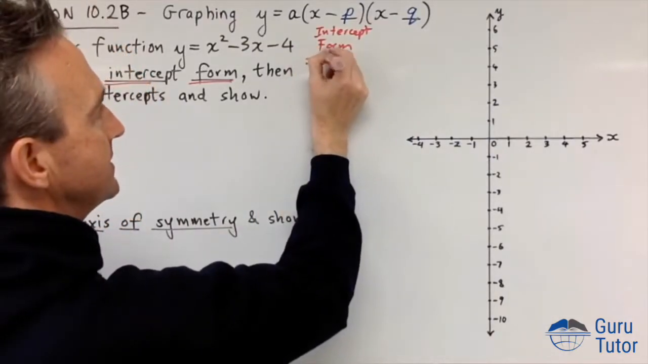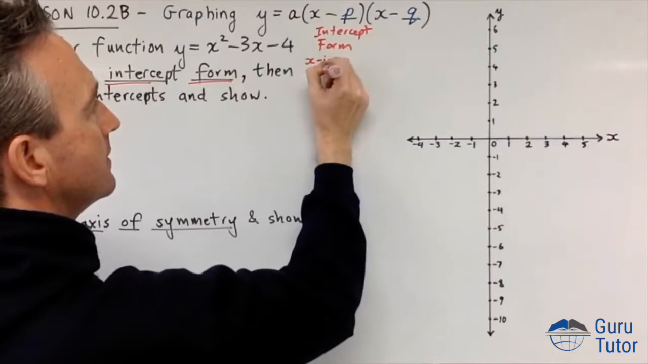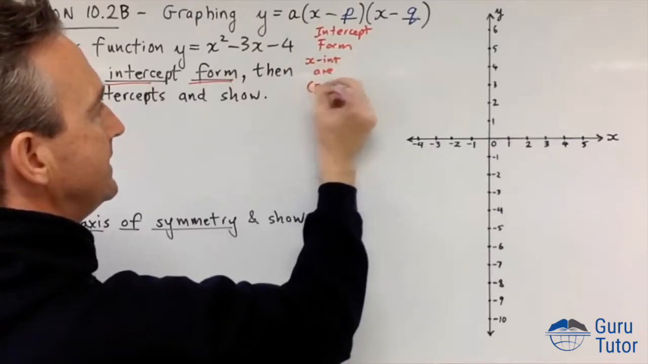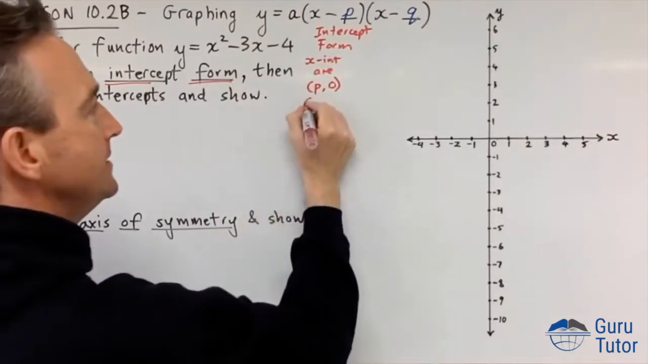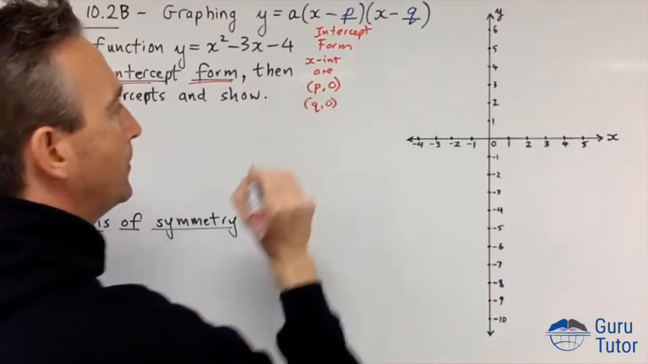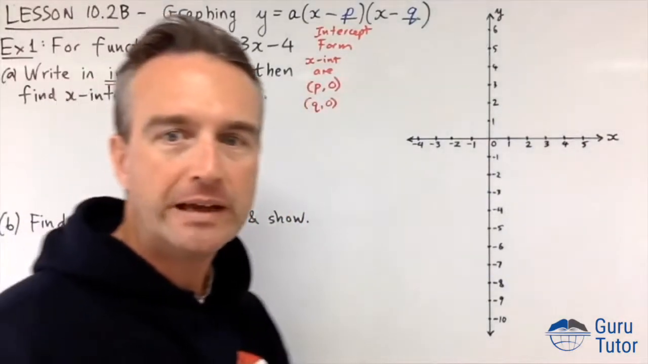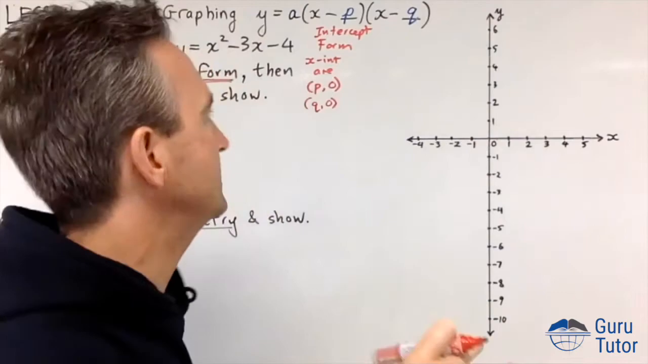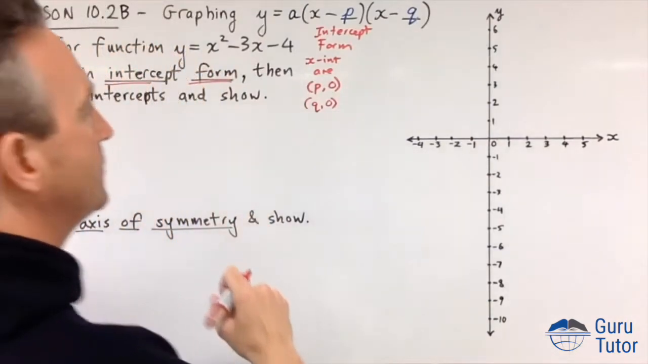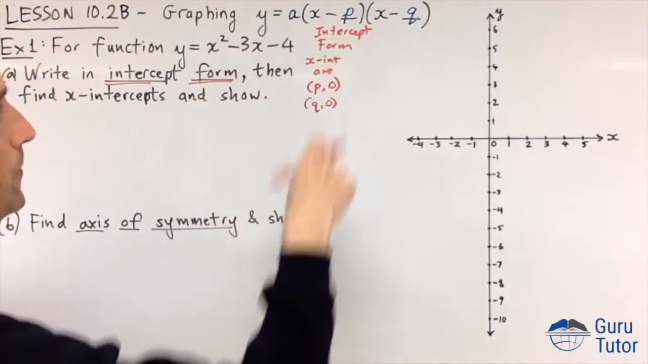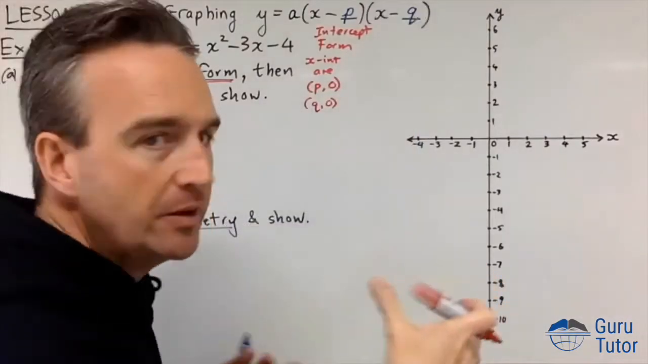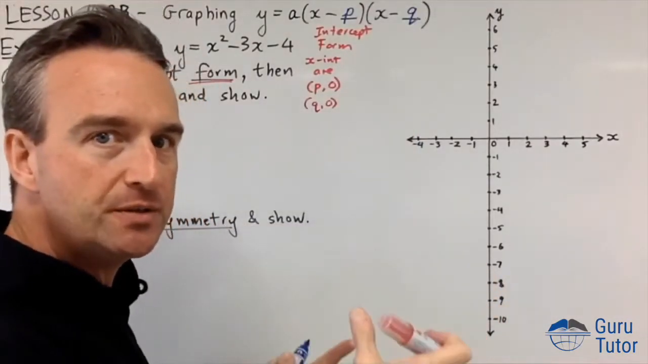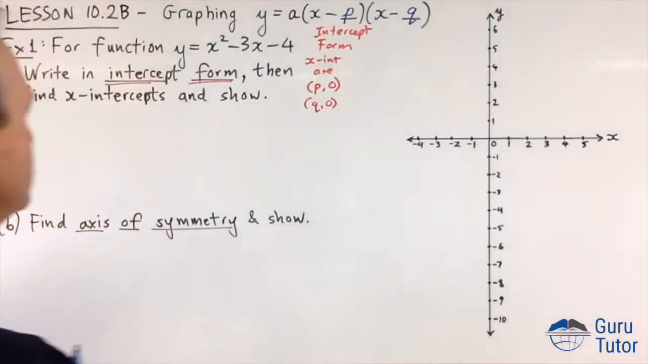So the x-intercepts are these values: p, 0, that point, and q, 0, that point. So once we know what p and q are, we have the two x-intercepts. And that's what today is all about, this intercept form. We get it into intercept form, we find p, we find q, then we have the x-intercepts and we graph it from there.